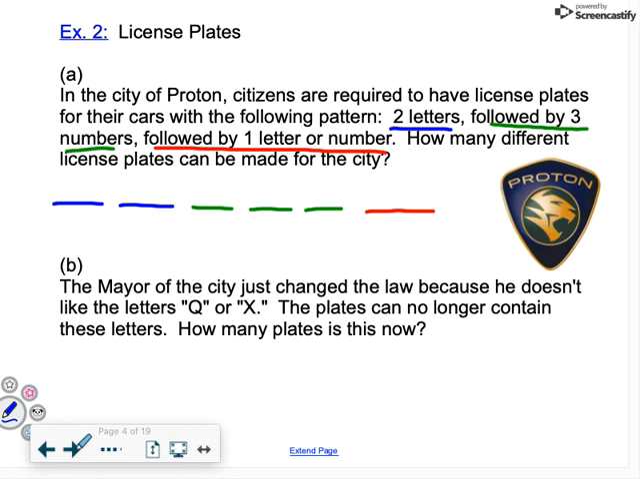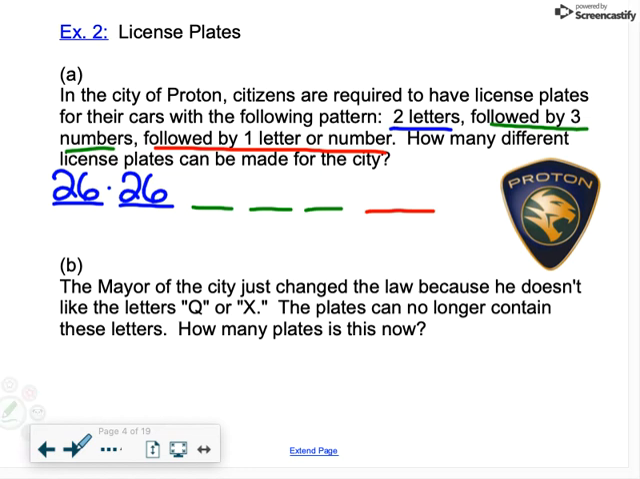So when we think about this, for the first one, it says I need a letter. Well, the alphabet has 26 letters. So the number of options for that first piece is 26. Then again, it doesn't say anything about not being able to repeat a letter, which we'll get into later in this class. So I just write 26 again. I can use any letter that I want.